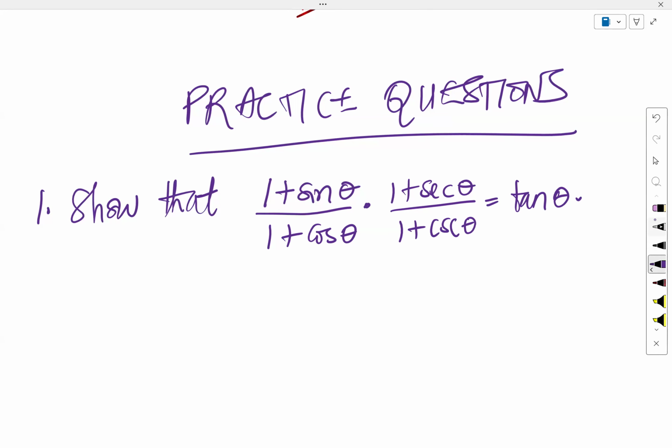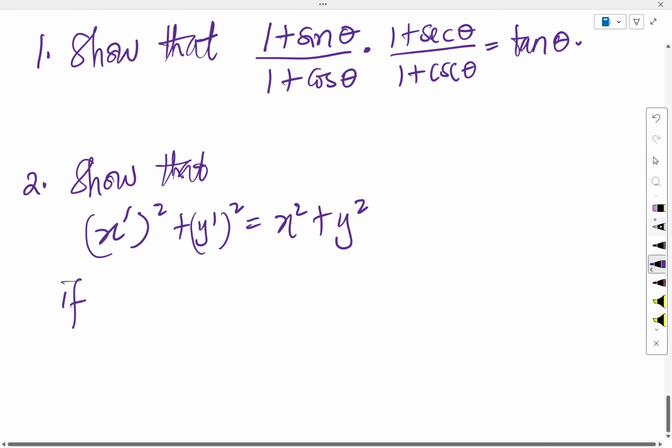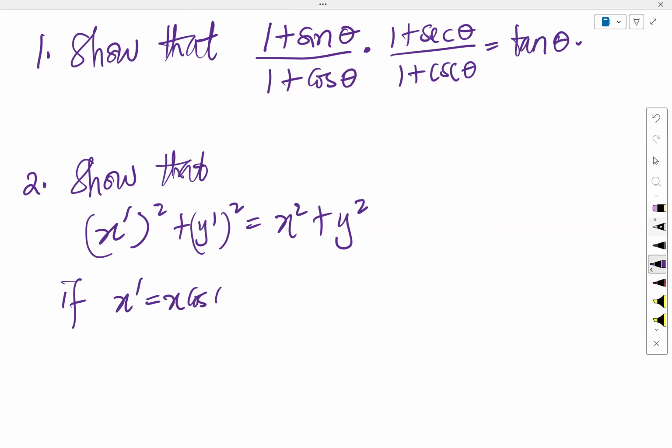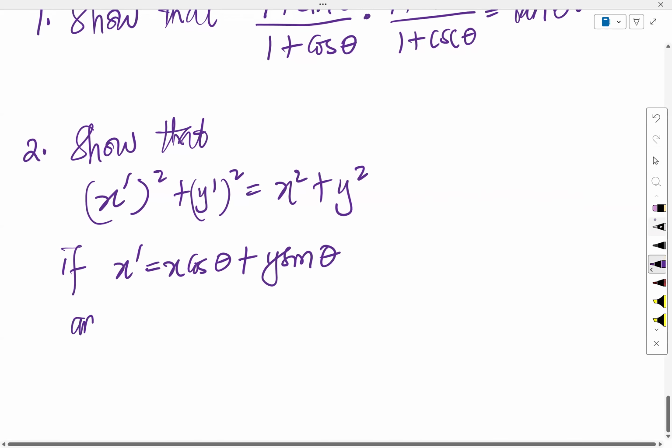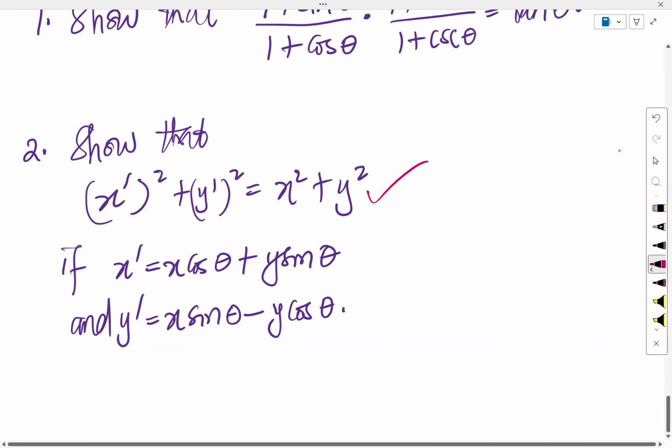Then the second question is a bit tricky, but of course, I'm sure not beyond you. Question 2, you need to show that x prime squared plus y prime squared is equal to x squared plus y squared, if x prime is equal to x cos theta plus y sine theta, and y prime is equal to x sine theta minus y cos theta. That's what you need to show. Show this given this.